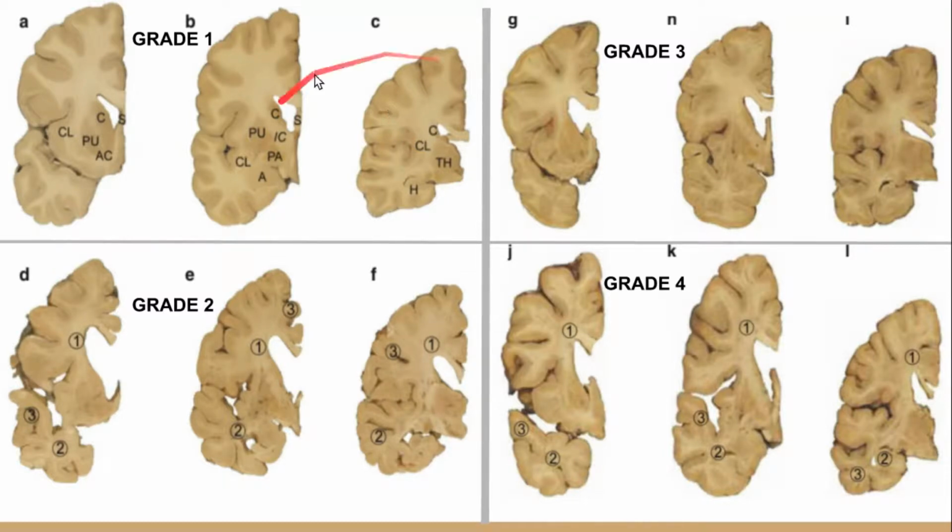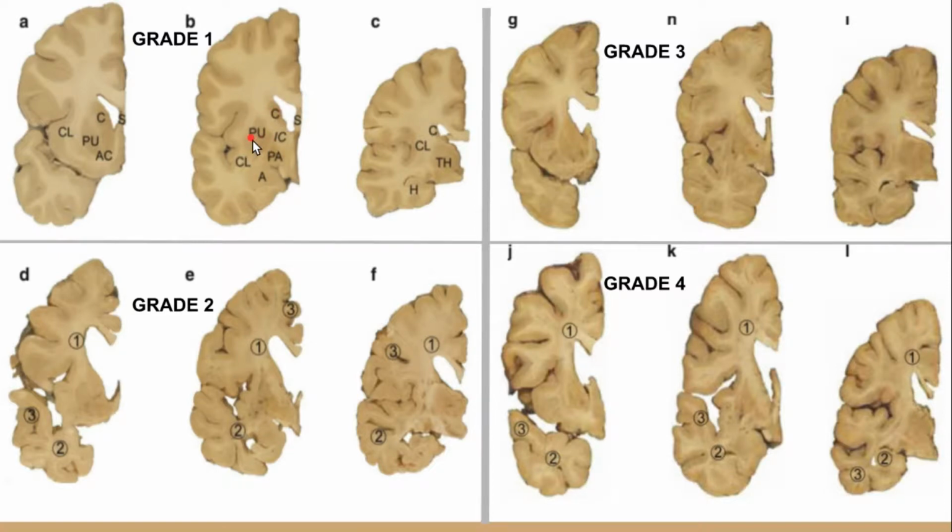In these images, the caudate nucleus is just lateral to the ventricles, and the putamen is just across this really thin white matter tract called the internal capsule. So we have the internal capsule running between the caudate and the putamen.